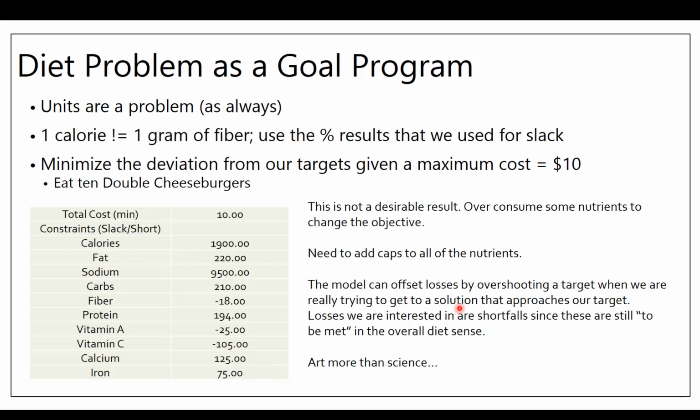And so, if we let this be a two-sided problem where slack and surplus are the difference from the target, a goal program is really about hitting a target. Well, we need to make it a target that we either hit or fall short of, but never exceed, because otherwise going over on the fat constraint by a certain percentage will help you out when you fall short on the fiber constraint by a certain percentage. So in that sense, it's an art as much as a science.